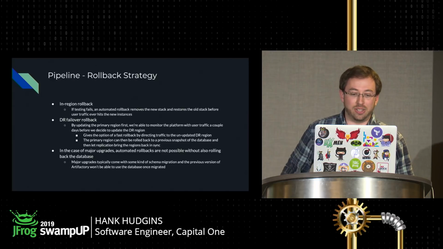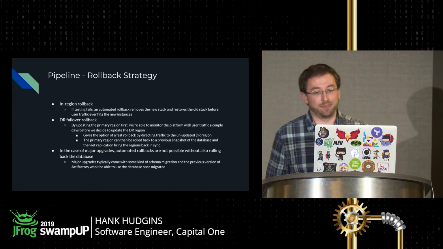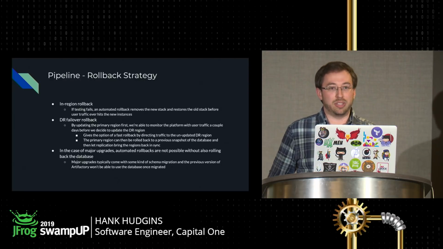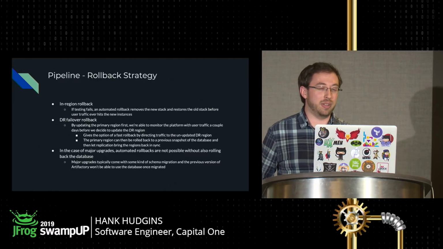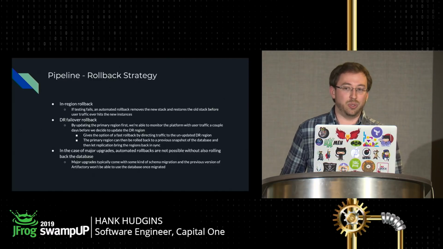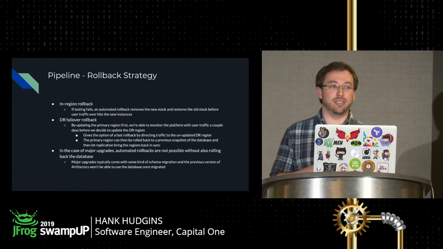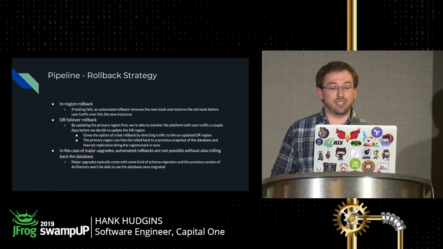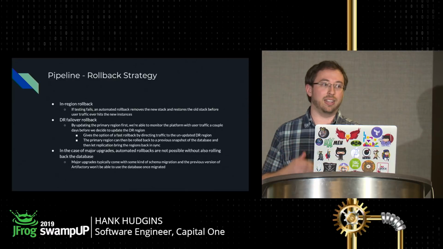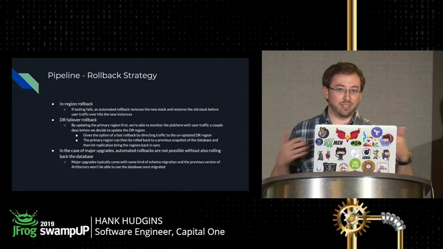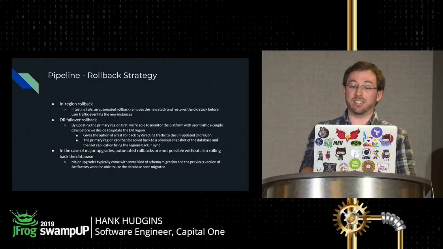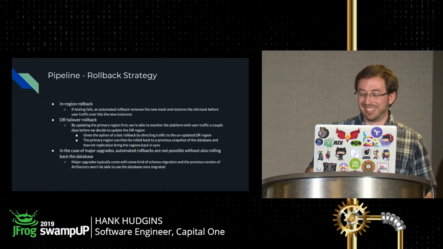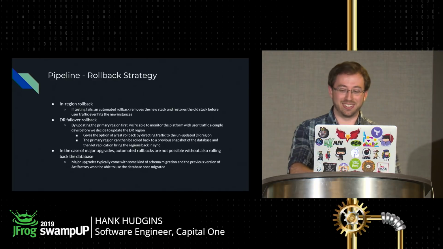And just a note here: in the case of major upgrades, automated rollbacks are not possible without also rolling back the database, because more often than not those major upgrades involve some kind of database schema changes. So you can't just spin up the old Artifactory version against the migrated database schema. It's a good idea to have some process to roll back that database and then bring things back in sync. We don't have this automated currently, but hopefully we will eventually. Luckily, we haven't had to do it too much, so that's a good thing.